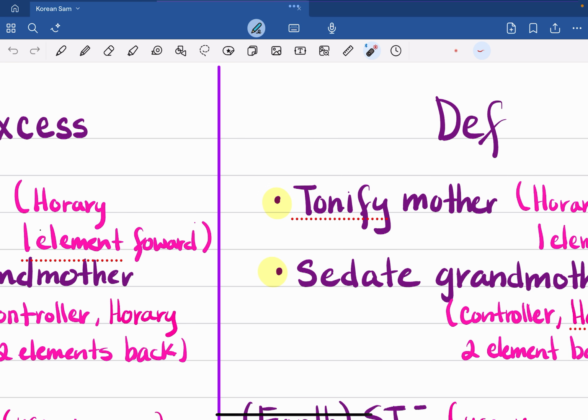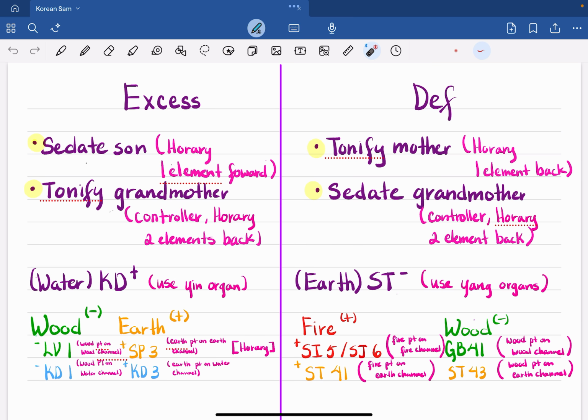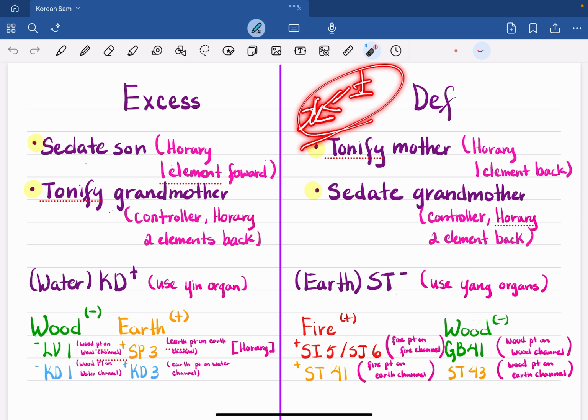So, for example, let's use this as an example. We have kidney, which is a water organ. Every other element, as I said, so the controller of the water element is earth, right? So then you do that for every other element clockwise as you go around.